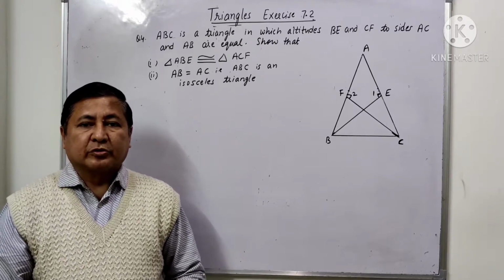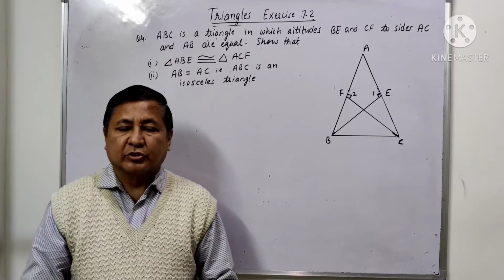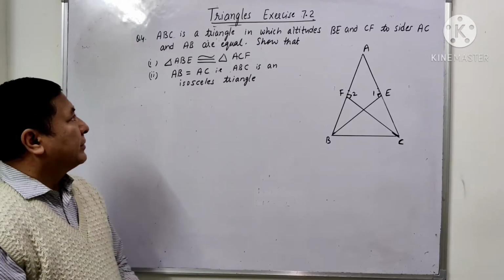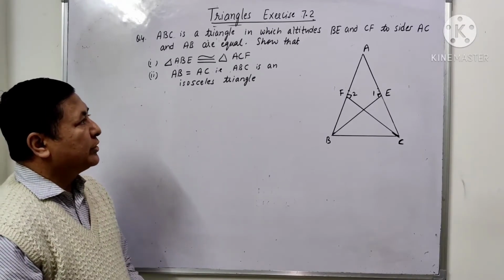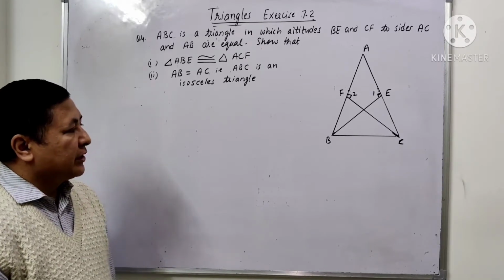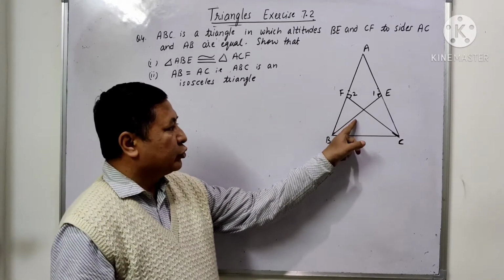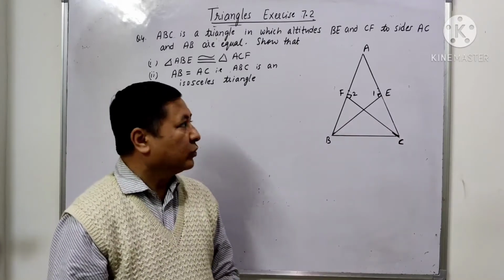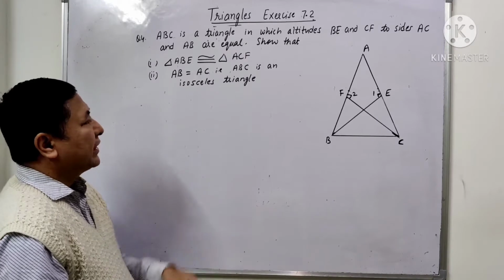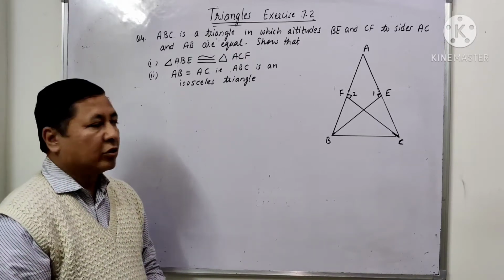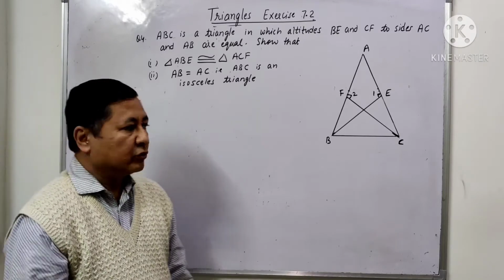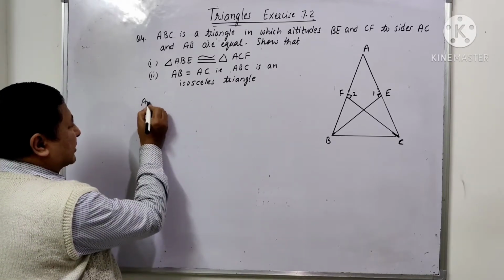Hello students, today we are going to start question number 5 from exercise 7.2. ABC is a triangle in which altitudes BE and CF, two sides AC and AB are equal. It is given in the question that the altitudes BE and CF are equal, and we have to show that triangle ABE and triangle ACF are congruent, and also we have to prove that AB and AC are equal. So let us start the question.